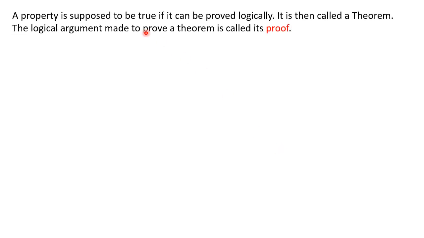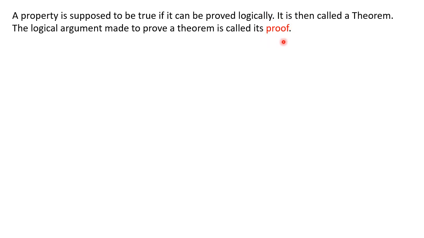A property is supposed to be true if it can be proved logically. Then it is called a theorem. So any property which Euclid called a postulate, if we prove it logically by giving appropriate statements, is called a theorem. A logical argument made to prove a theorem is called a proof. So what is a proof?